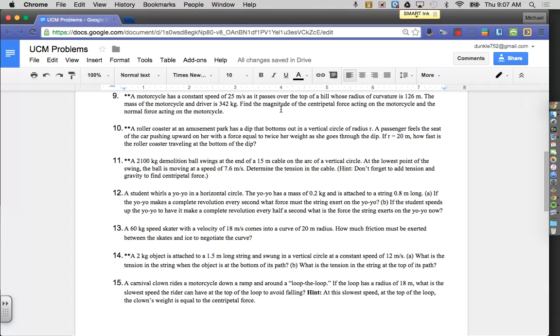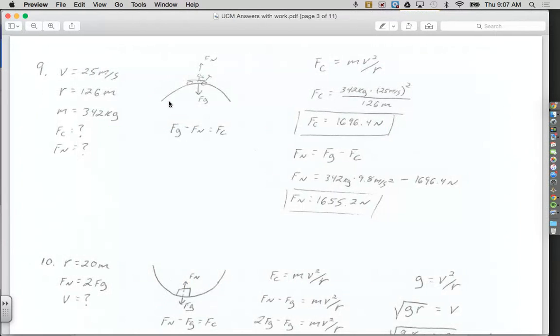We're going to find the magnitude, or size, of the centripetal force acting on the motorcycle and the normal force acting on the motorcycle. This is one I highly recommend drawing a picture for. So here's my hill. You're just a motorcycle going up over a hill. Here's my beautiful motorcycle, because I really can't draw. The normal force goes up, force of gravity goes down.